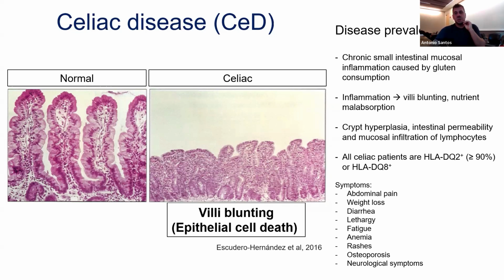The disease prevalence is around 1%. It's probably more, it's probably underestimated. There is constant inflammation, there's constant immune attack in the small intestine, and that's why there is cell death. And because of that, the epithelium is not there. They cannot do the normal functions. So normally people lose weight, they have diarrhea. So there's all sorts of problems. And all celiac patients have a genetic predisposition. So that's why we do genetic tests on them.